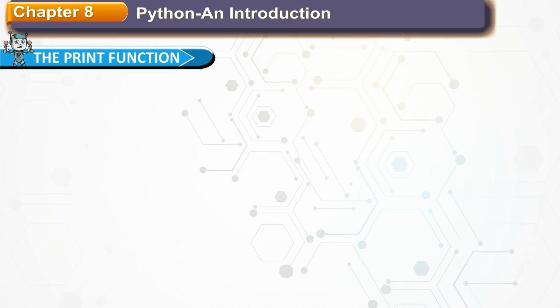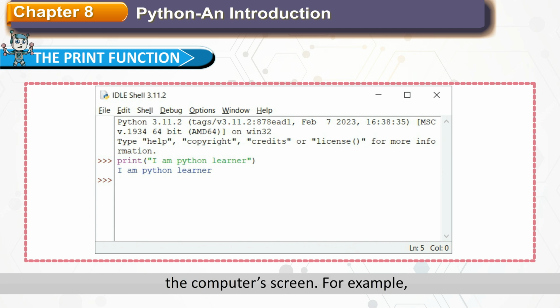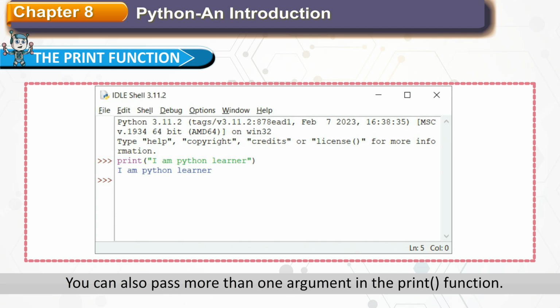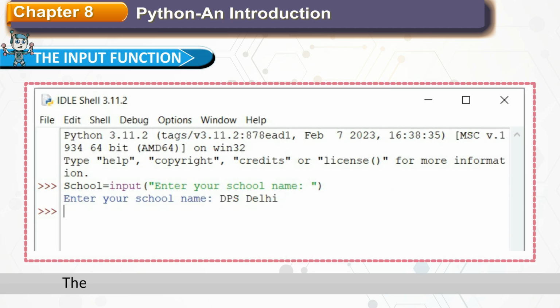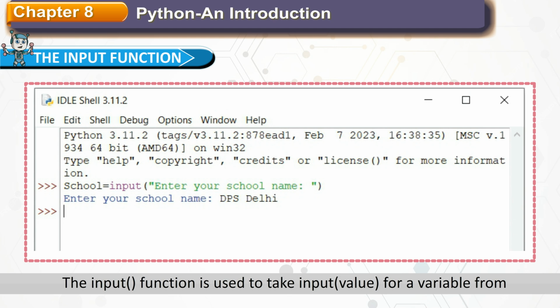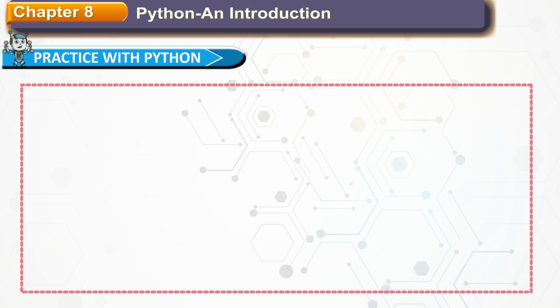The print function. The print function is used to show the output on the computer screen or other output device. For example, you can also pass more than one argument in the print function. These arguments are separated by using commas. For example, the input function. The input function is used to take an input value for a variable from the user. For example, practice with Python.